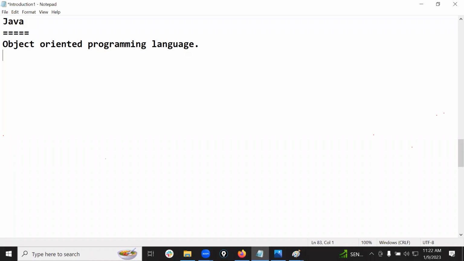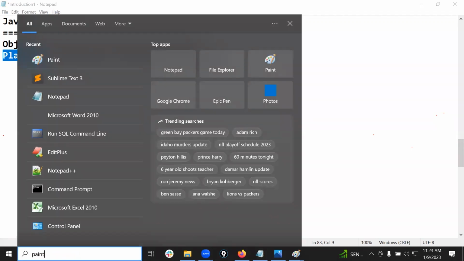See, Java is also known as a platform independent programming language. So platform independent means what? Sir, I didn't understand. Platform means shall I go to the railway station, sir? No, not that platform. I will tell you what we should do. I will give you one more diagram.